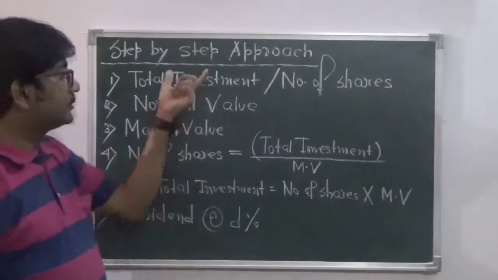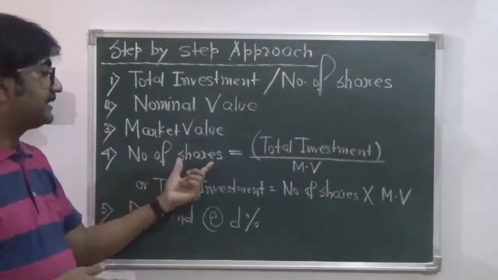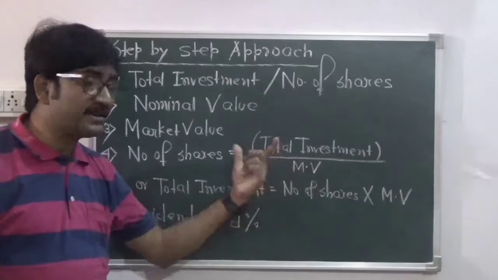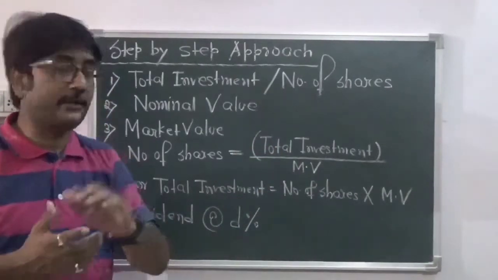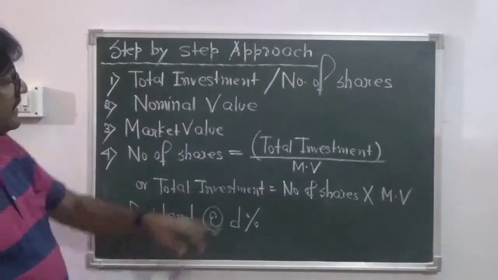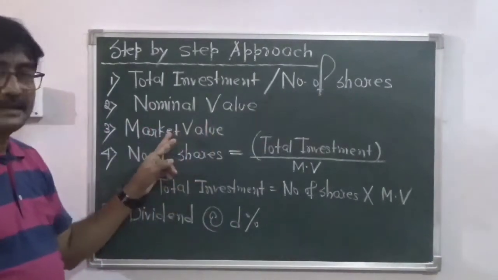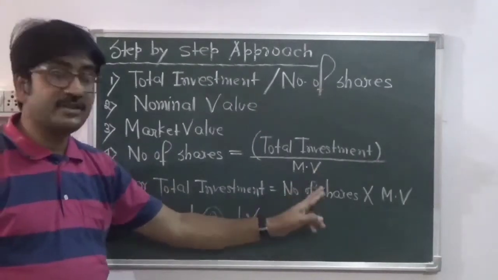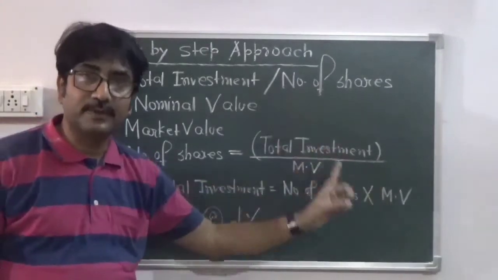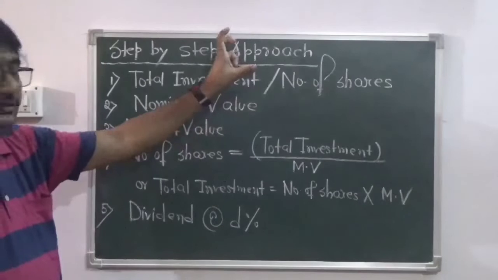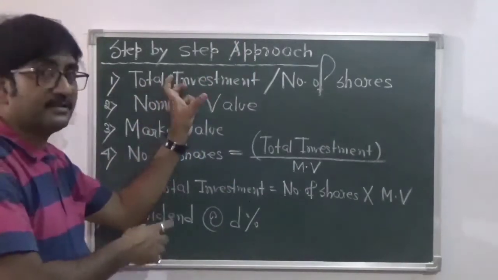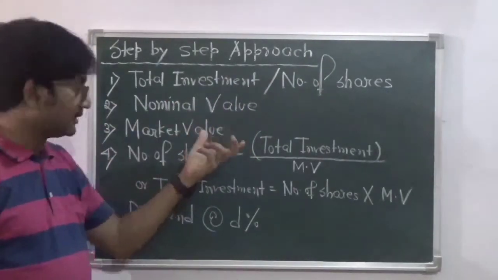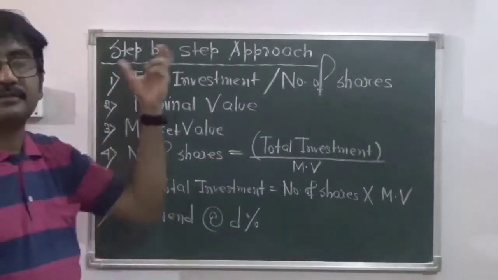If the total investment is given to us, then the number of shares will be the total investment divided by the market value of one share, because you are purchasing the share at the market value. Otherwise, if the number of shares is known and we also know the market value, then the total investment is the number of shares purchased multiplied by the market value of one share. So these are very important here. Note down: you need to know the investment, the number of shares, the nominal value, and the market value. These first 4 points deal with this information only.